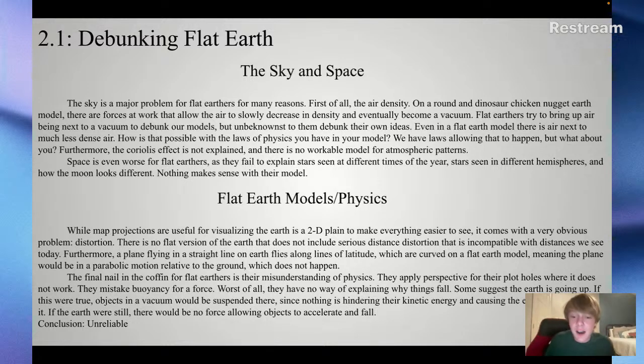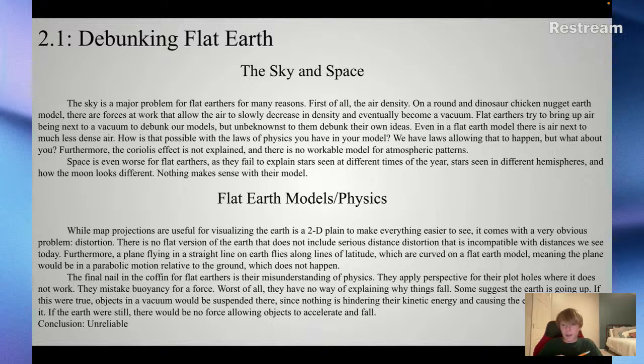The final nail in the coffin for flat earthers is their misunderstanding of physics. All right, well, I forgot to say, lines of latitude on a flat earth are curved, so how could a plane be flying straight along the lines of latitude when on the flat earth model it should be curving? I don't know if every pilot on Earth is just somehow in on this. The final nail in the coffin is their misunderstanding of physics. They apply perspective to plot holes in areas where it does not work. They mistake buoyancy for a force, and worst of all, they have no way of explaining why things fall.